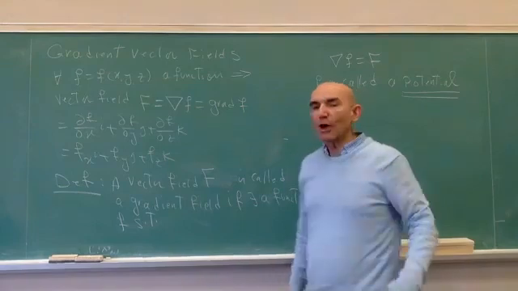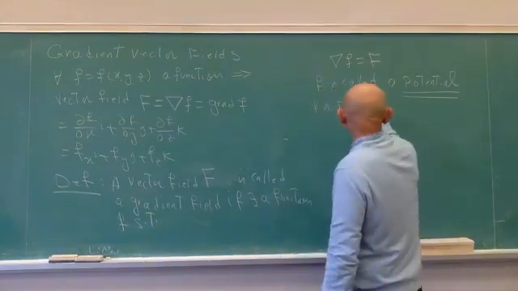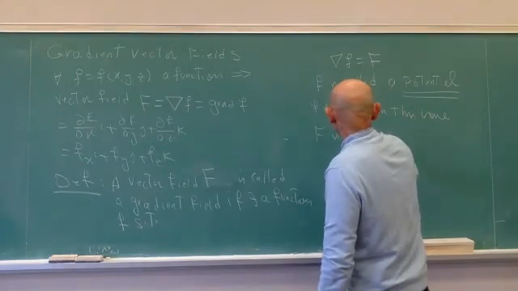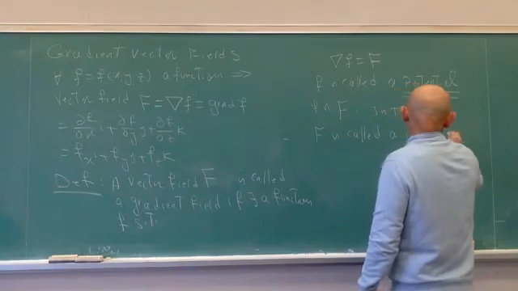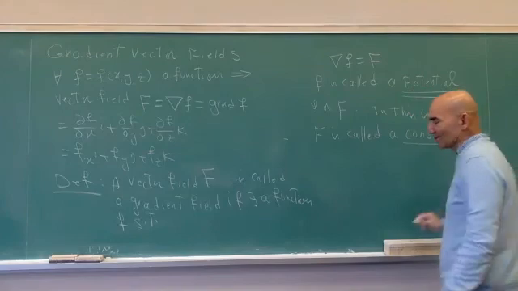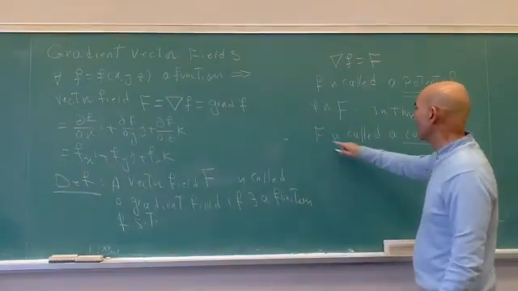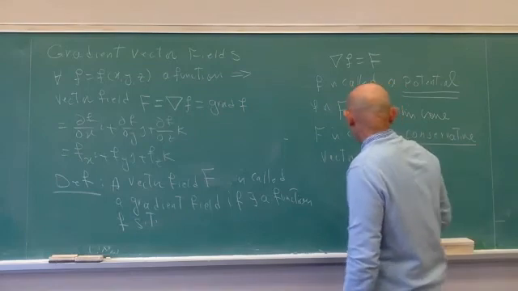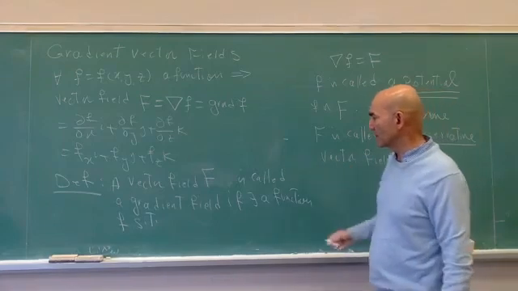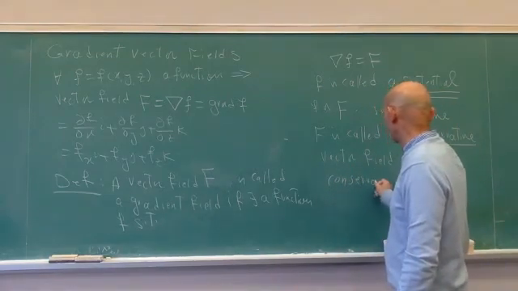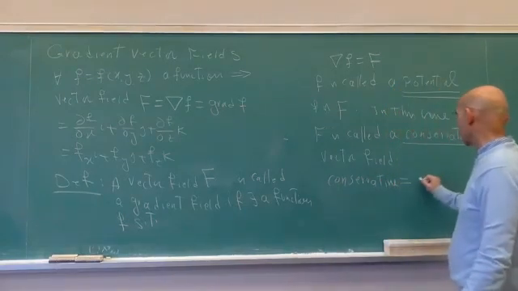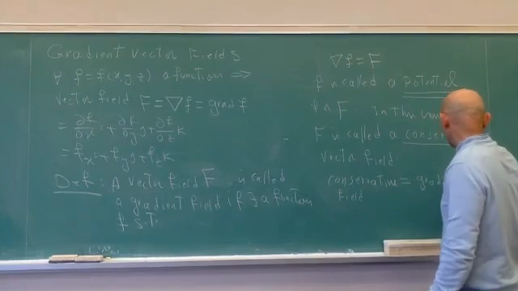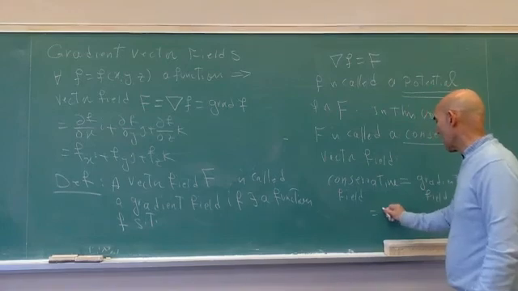In this case, this vector field is also called a conservative vector field. F is called a conservative vector field. It's not a radical. Well, there's no such thing as a radical vector field, thank goodness. The terminology is very abandoned here. We are just saying conservative is the same as gradient. So a conservative field is the same as a gradient field, which is the same as having a potential.